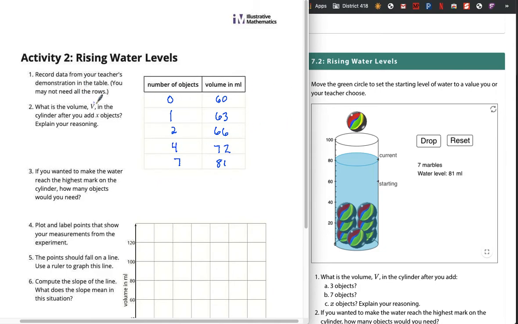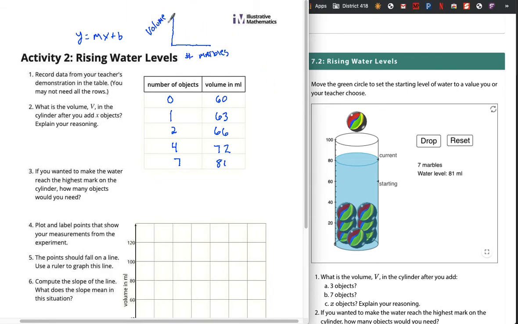So the question is, what is the volume V in the cylinder after you add X objects? And so we've always written this equation. This has been our equation, y equals mx plus b. But now they're telling us that we're going to use one different letter. So we're doing x is the number of marbles on our graph, right? Number of marbles would go here. And then on the y, they're telling us to label that as volume. So volume of water that's in the beaker.